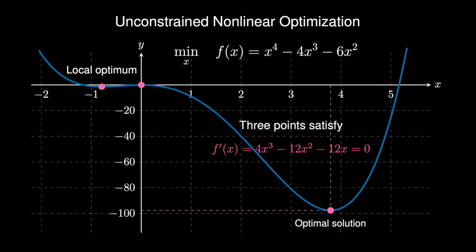Among the 3 stationary points, one is a local minimum, a value that looks like a minimum nearby, but isn't the lowest overall, and one is a global minimum, the true lowest point of the function. Newton's method will converge to different stationary points depending on where we start. This sensitivity to the starting point is a key challenge for non-convex optimization.